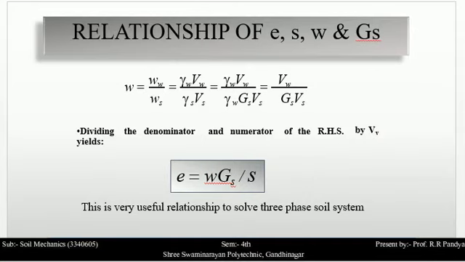So if we take this specific gravity multiplied by water content, it will become W into G. Here, VV over Vs is equal to e, and VW over VV is considered as degree of saturation. So the equation will become e is equal to Wg upon Sr. So that's how we can get the relation of e, W, Sr and specific gravity.